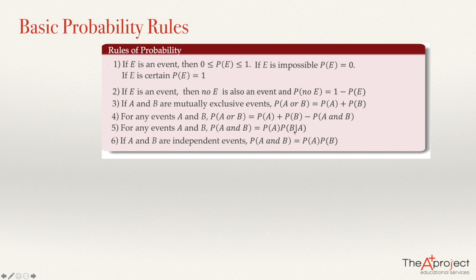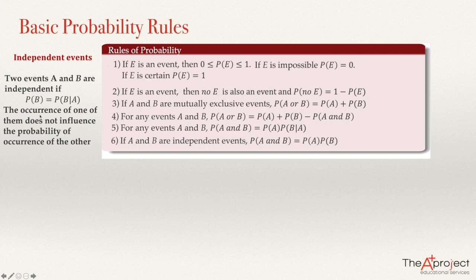I notice here that if the probability of B given A was the same as the probability of B, these two formulas would be the same. So it means that the two events are independent, and let's type it here. Two events A and B are independent if the probability of B is equal to the probability of B given A. So if A happens, it does not change the probability of the other. We can think that two events are independent if the occurrence of one of them does not influence the probability of occurrence of the other.